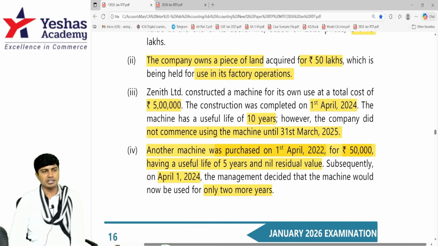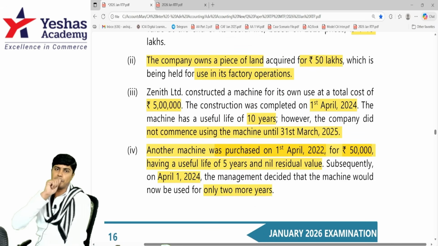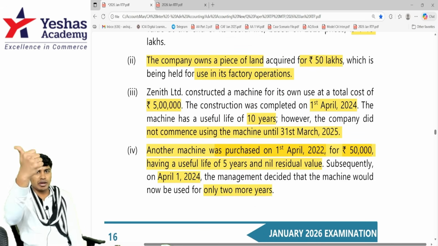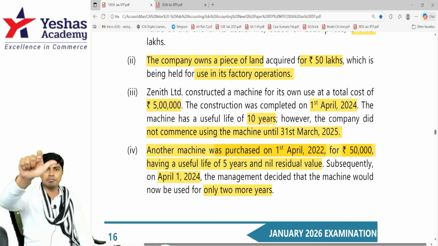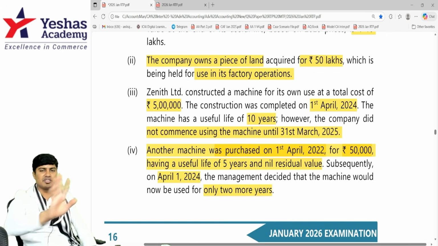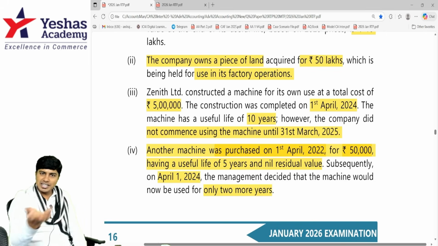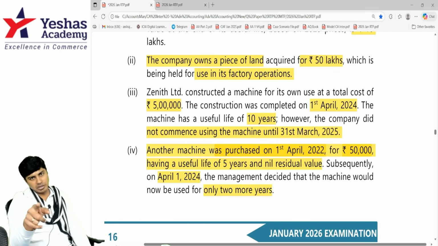10,000 is the depreciation per year. You purchased it in April 22, so 22-23, 23-24, two years, the asset is already depreciated. 10,000 per year for 2 years is 20. From 50, you deduct 20. 30 is the carrying amount as on 1st of April 24.